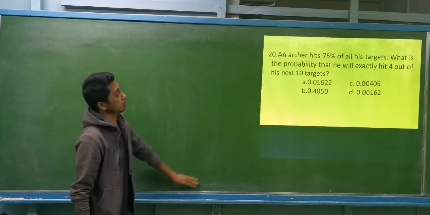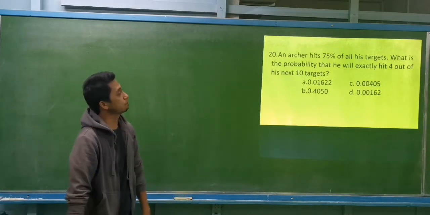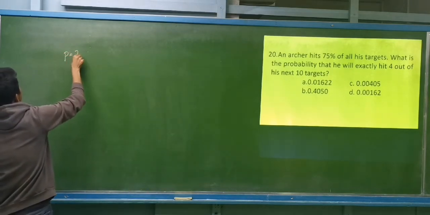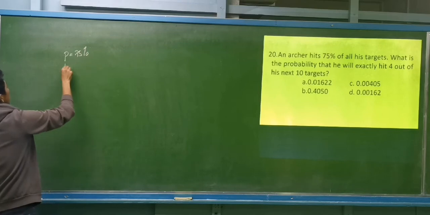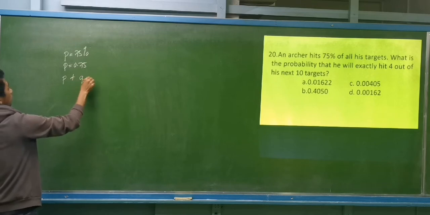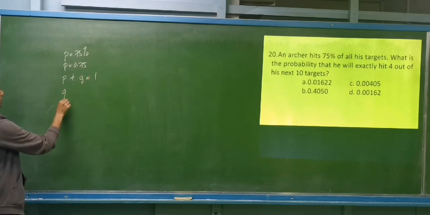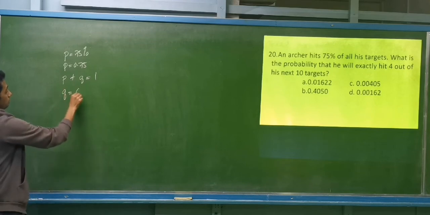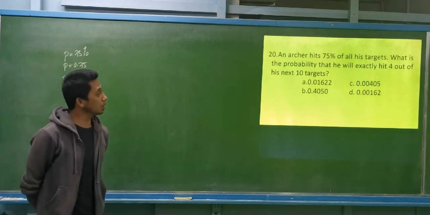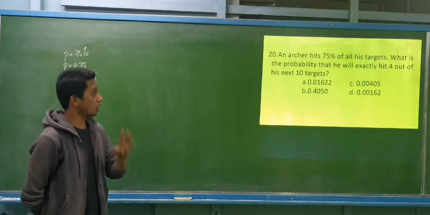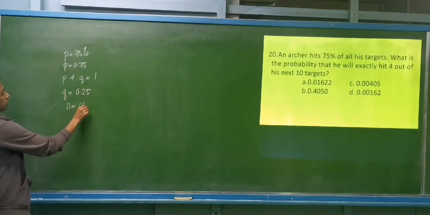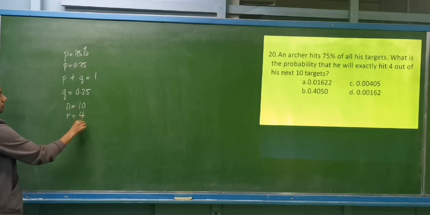Problem number 20, sabi niya dito, an archer hits 75% of all of his target. So yung probability to pass niya is 0.75. So P plus probability to fail is always equal to 1. So yung fail niya is 1 minus 0.75 is 0.25. So what is the probability that he will exactly hit 4 out of his next 10 targets? Yung total number of trials is 10. So ang gusto niya ipakuha is 4.